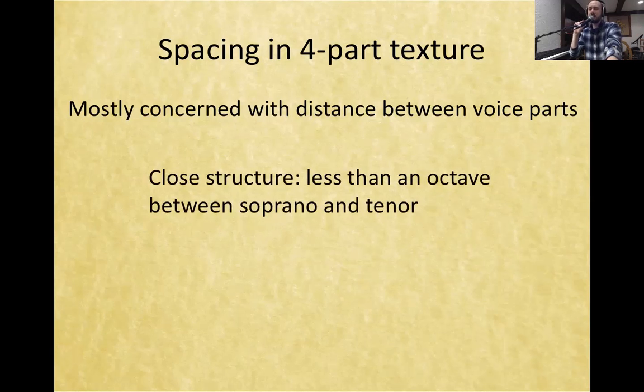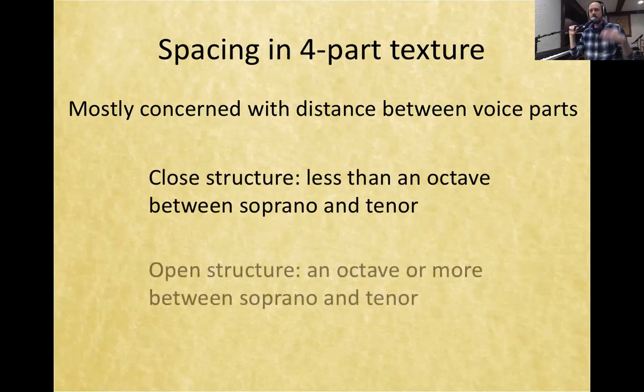There are 2 ideas here that we want to look at. These are not the be-all, end-all ideas. You don't really have to have these deeply ingrained, but they offer a nice window into the options that are available to us. One is called close structure, sometimes called closed structure, and the other is open structure. We'll look at a musical example here in just a second. Close structure means that there's less than an octave between the sopranos and the tenors, meaning the note that the sopranos are singing and the note that the tenors are singing are less than an octave from one another.